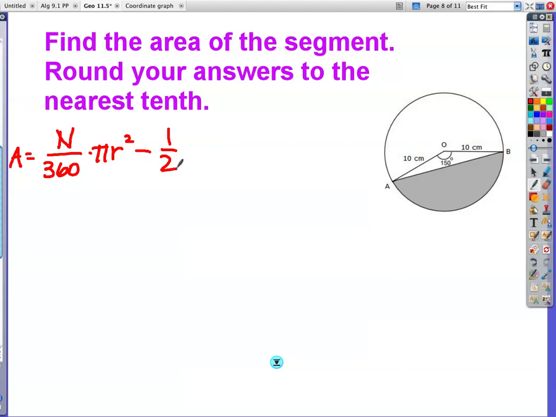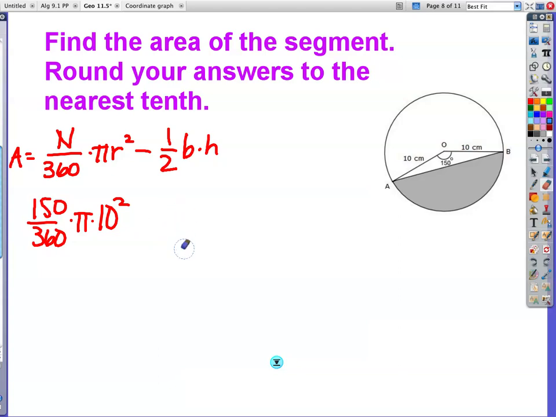So it's going to be 1/2 base times height. And I might have to do several little pieces here. So n, in this case, is 150. And then I've got to take my pi times the radius squared. Actually, you know what? Let's do this in 2 steps. Let's do this part in a little bit. All right.